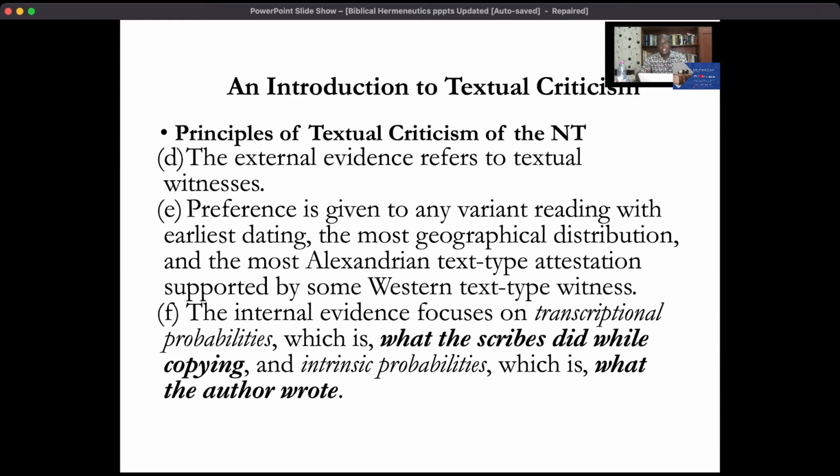Now, the internal evidence focuses on transcriptional probabilities, which is what the scribe did while copying, and the intrinsic probabilities, which is what the author wrote. And I think we have mentioned this in our earlier presentation, so we can refer to that.